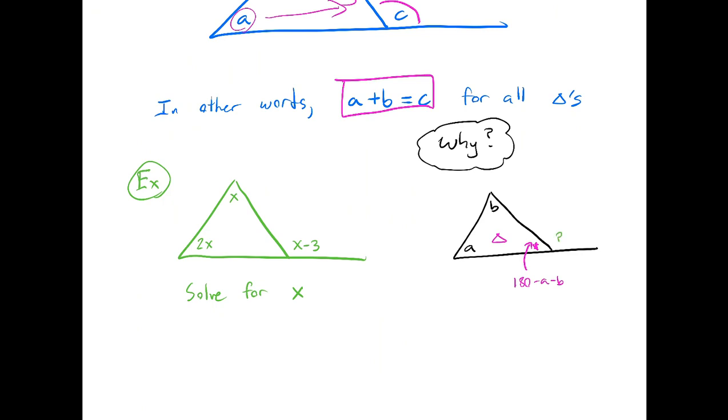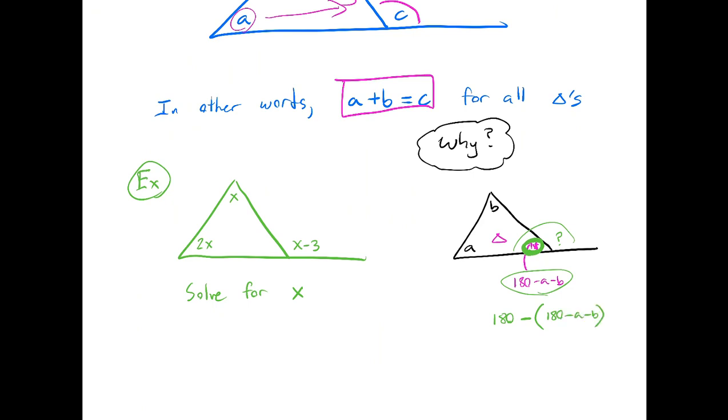What's this angle over here? Well, these form a linear pair, so it's just 180 minus this angle. Oh, that's a little scary algebra, right? So we just go 180 minus this angle. And what's this angle? It's 180 minus A minus B.